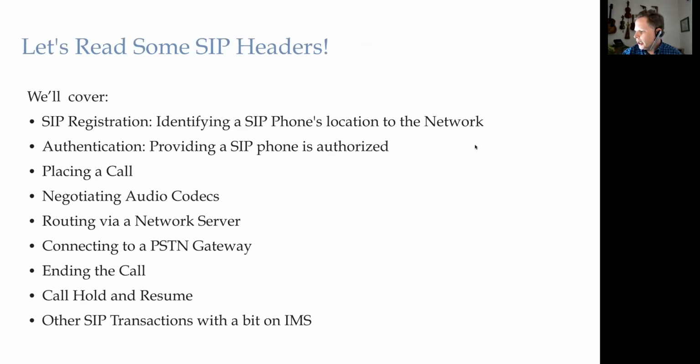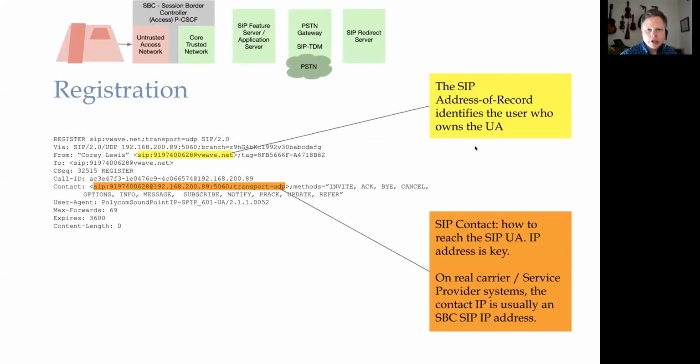So let's look at some SIP headers. We're going to look at SIP registration, authentication, placing calls, negotiating codecs, talking to a network server, which is a redirect server, PSTN gateway, how we end the call, and then call hold and resume. So first, registration. What we see here at the top is the phone sending in the packet. And so this gray arrow represents where this packet is on the network.